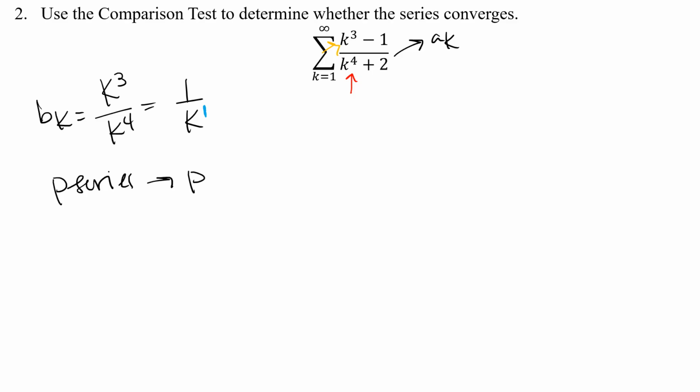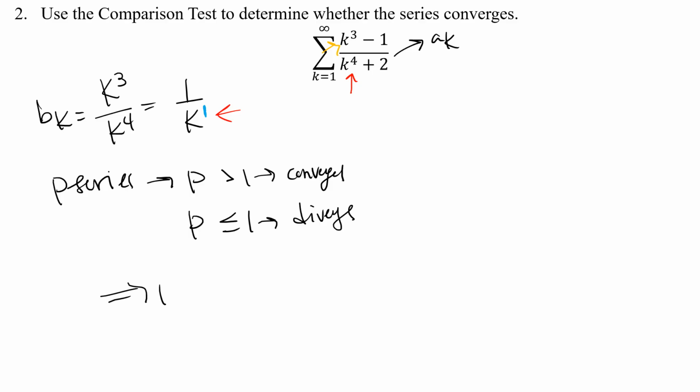Okay, we said if our p is greater than 1, then we say it converges. But then if p is less than or equal to 1, then we say it diverges, okay? Well, here in this case, our p is equal to 1, okay? So since our p is equal to 1, then we say that the summation of our b sub k, all right, then this is going to diverge, okay?